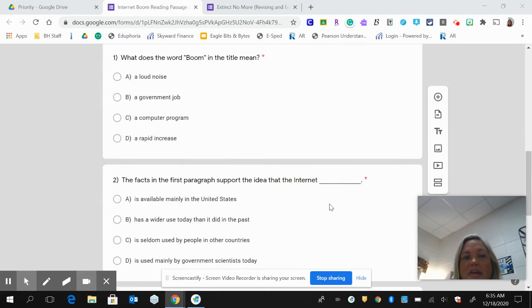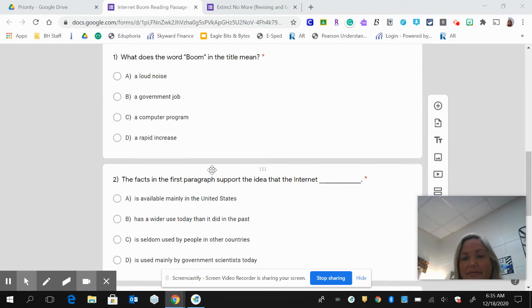Okay. What does the word boom in the title mean? A, a loud noise; B, a government job; C, a computer program; or D, a rapid increase?